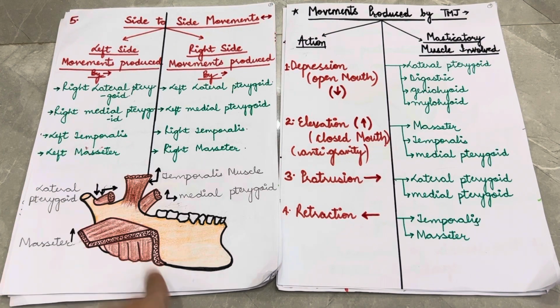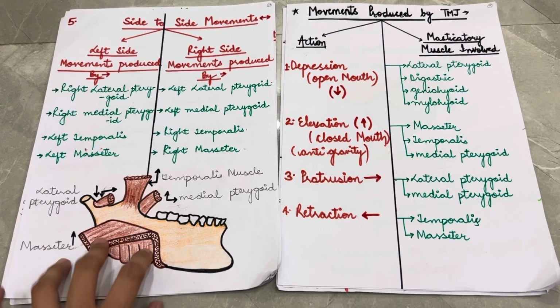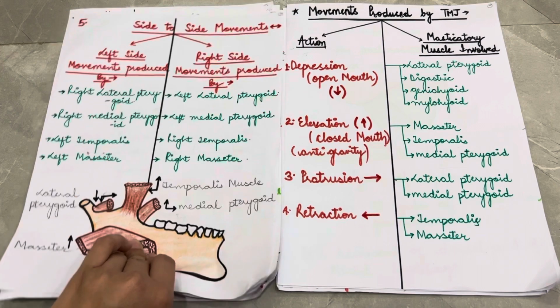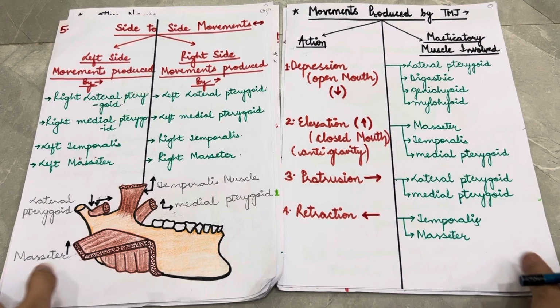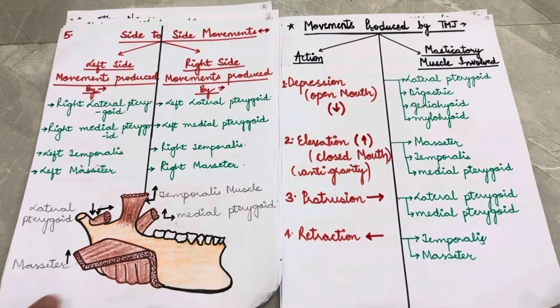When we bring the mandible to the left side, the muscles involved are the right lateral pterygoid, right medial pterygoid, left temporalis and left masseter. And when we bring the mandible to the right side, the left lateral pterygoid, left medial pterygoid, right temporalis and right masseter muscles are mainly involved. I hope this topic is clear to you, and thank you so much.